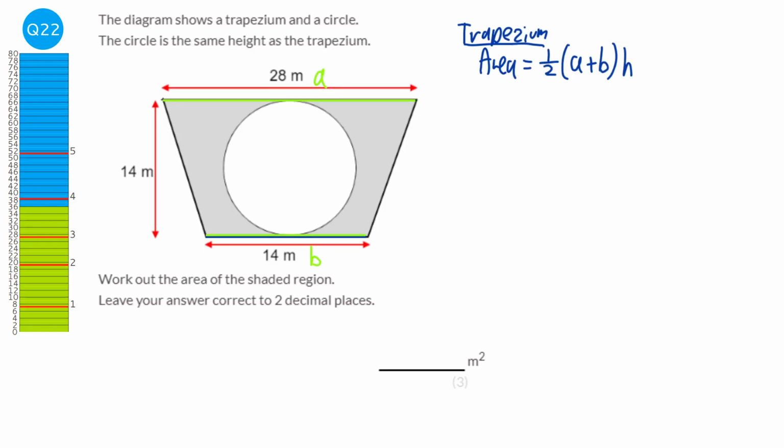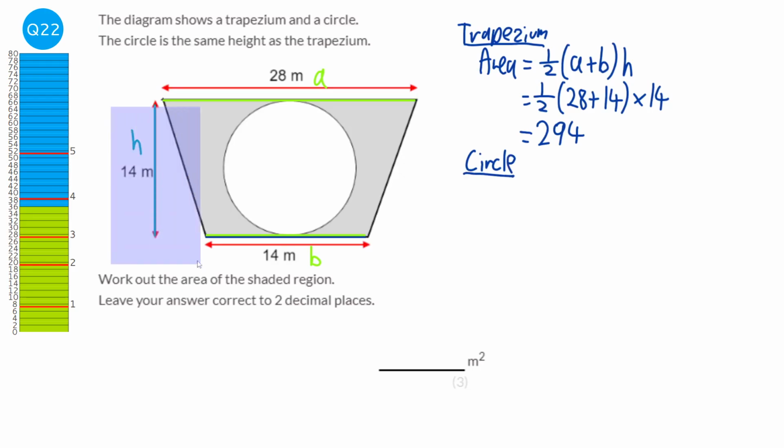And then the h is the perpendicular distance between them. So perpendicular means it hits it at right angles, so that's what we've got here. So the area would be half times a, which is 28, plus b, which is 14, times the height, which is 14. And so that would be 294. Next we'll do the circle. Now it doesn't look like we've got anything for the circle, but actually the height here is actually the height of the circle as well.